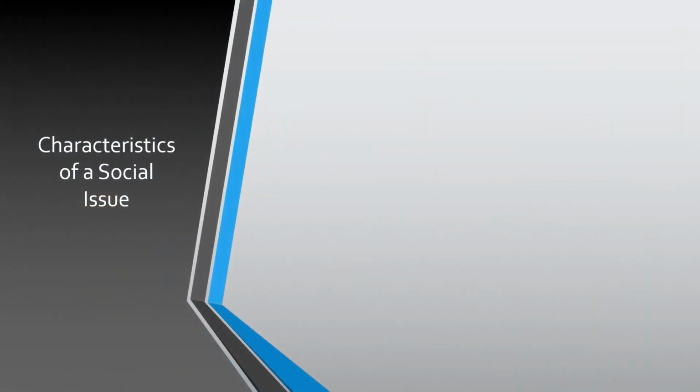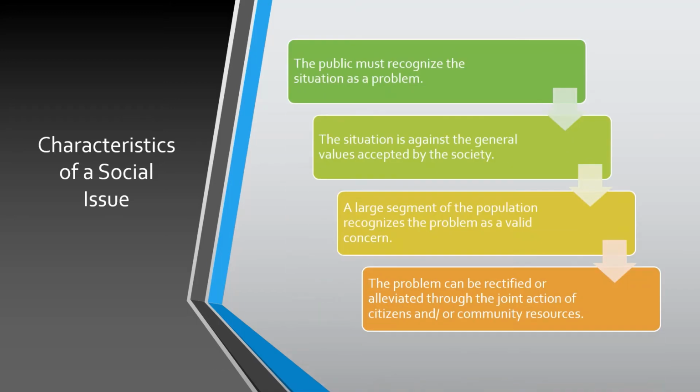Now, what are the characteristics of a social issue? First, the public must recognize the situation as a problem. Also, the situation is against the general values accepted by the society. Third, a large segment of the population recognizes the problem as a valid concern. Finally, the problem can be rectified or alleviated through the joint action of citizens and/or community resources.